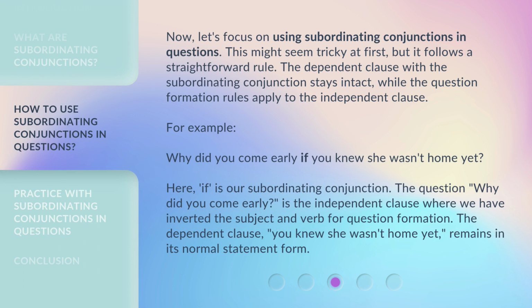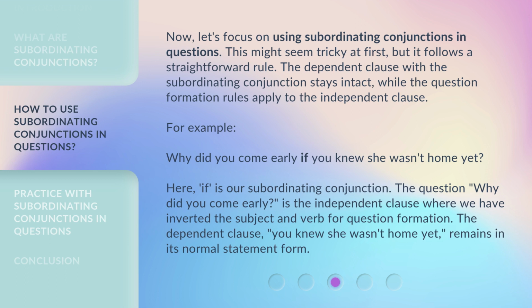Now, let's focus on using subordinating conjunctions in questions. This might seem tricky at first, but it follows a straightforward rule. The dependent clause with the subordinating conjunction stays intact, while the question formation rules apply to the independent clause.